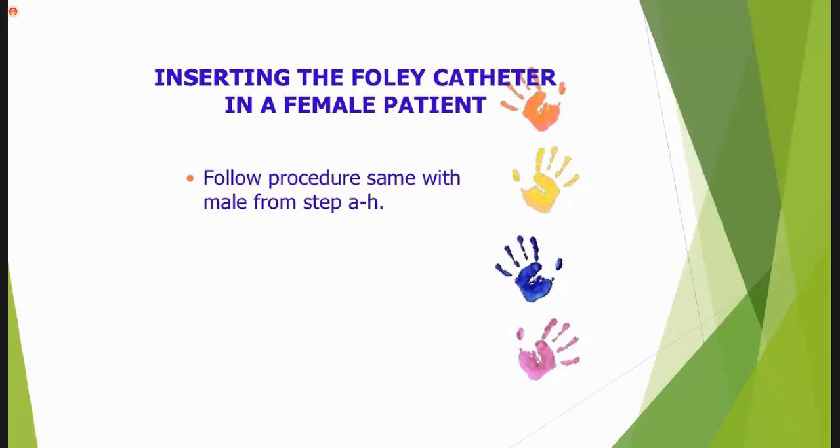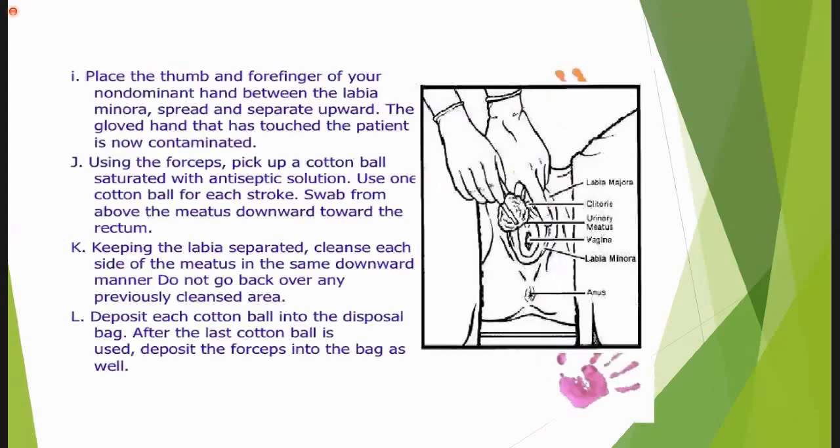Follow the same procedure. Gather the equipment. The female patient position is the recumbent position with knees flexed, and drape the sheet under the buttocks, and apply the fenestrated sheet, and clean the surface area with povidone-iodine antiseptic solution, and place the thumb and forefinger of your non-dominant hand between the labia minora and labia majora, spread and separate upward.